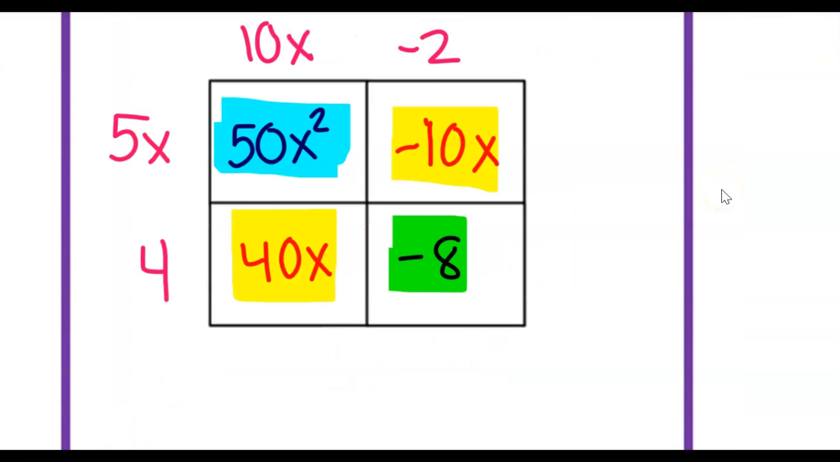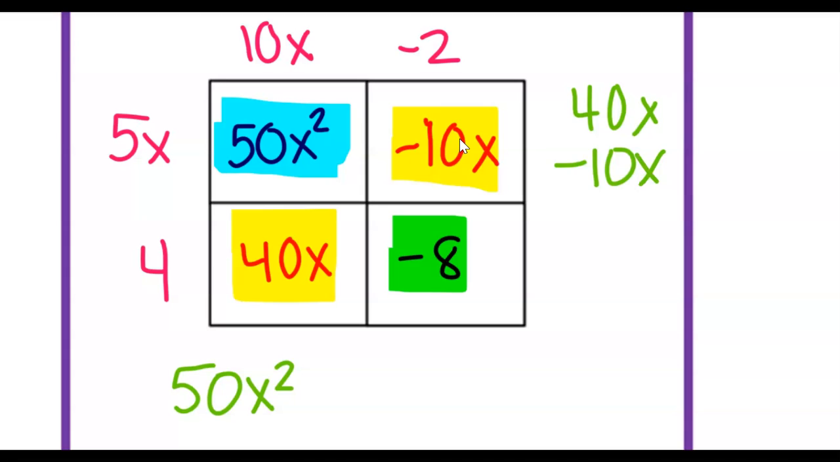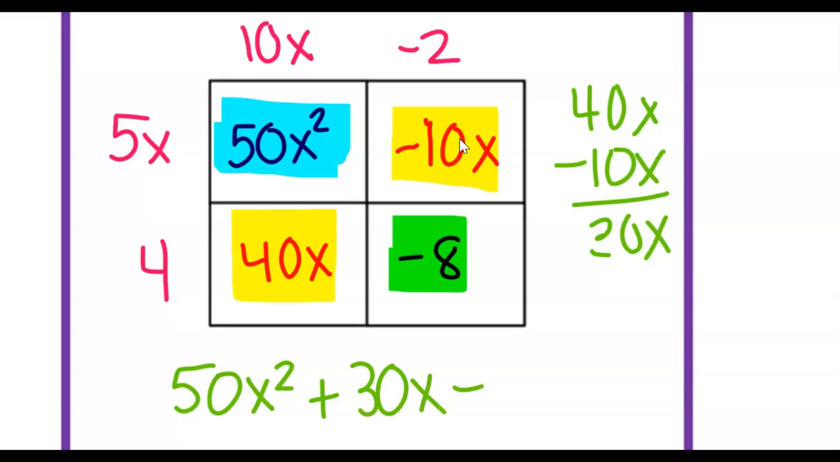Now that we've gone ahead and identified our like terms, we're going to combine the like terms. So 50x squared is going to stay as is. We're going to combine 40x and negative 10x. So 40x plus negative 10x is going to give us 30x. And then we're going to bring down our negative 8. And here we have our solved polynomial in standard form.